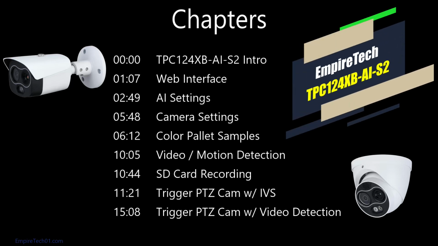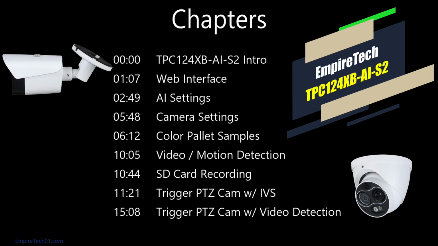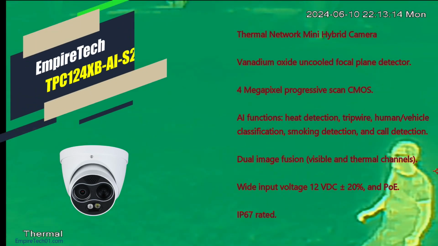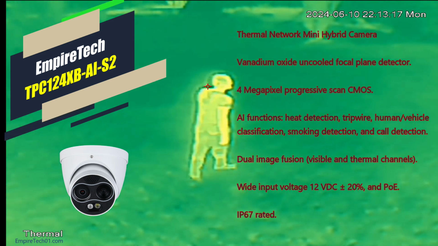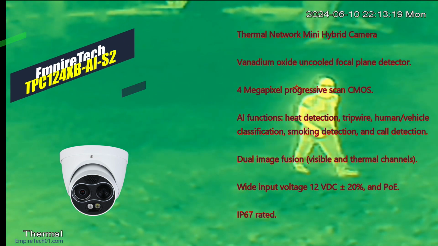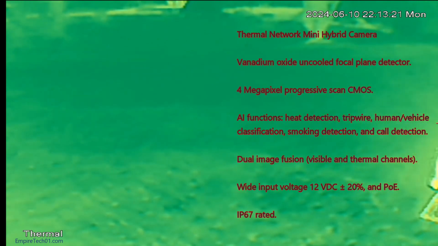Today we're going to take a look at the TPC124XB-AI-S2. This is a thermal network mini hybrid bullet camera. It also does come in a turret or an eyeball camera. You can get these cameras in a 3.5mm, 7mm, and a 10mm lens.